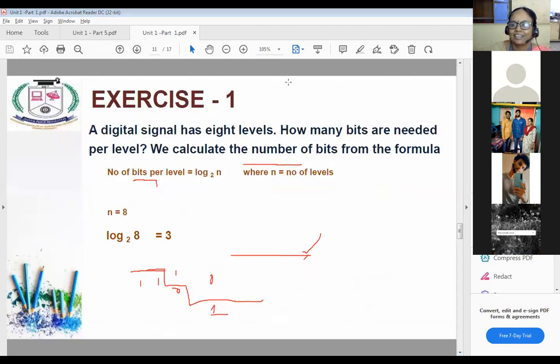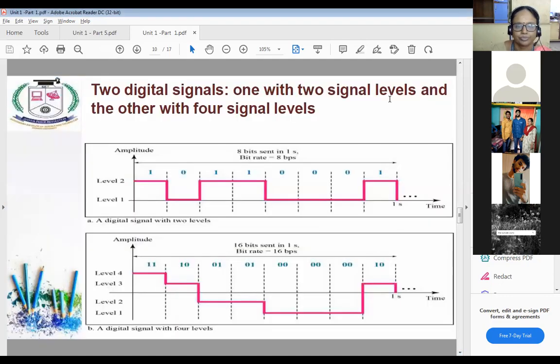Ma'am, can you go to the previous slide once, ma'am? I have a doubt, ma'am. Yeah, tell me. Ma'am, in the first diagram, we are calculating even the axis as a level, ma'am. Yeah, level 1, level 2. But in the second diagram, we are not considering the axis as another level, ma'am.